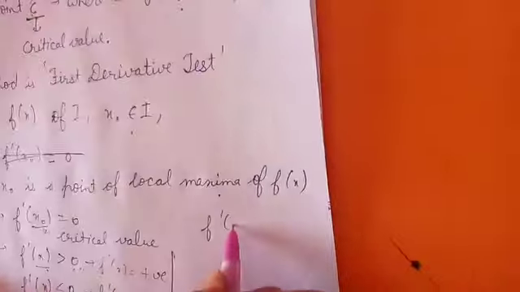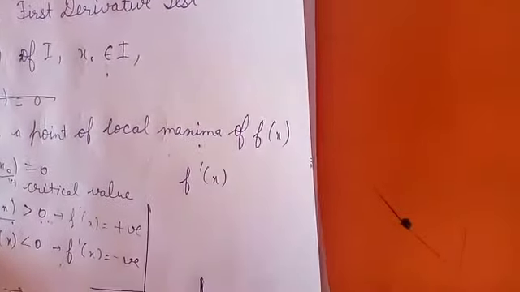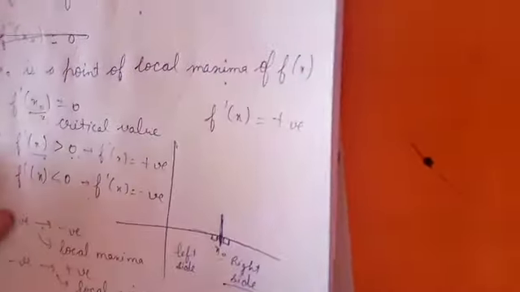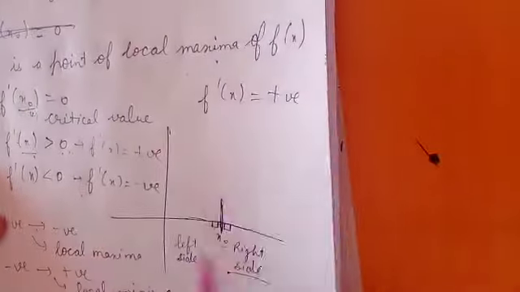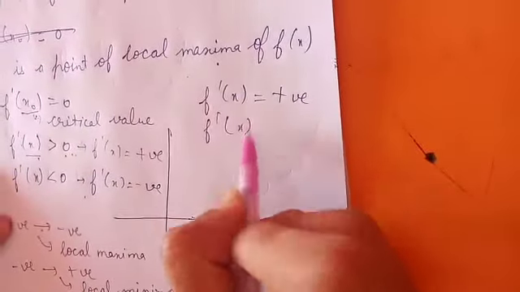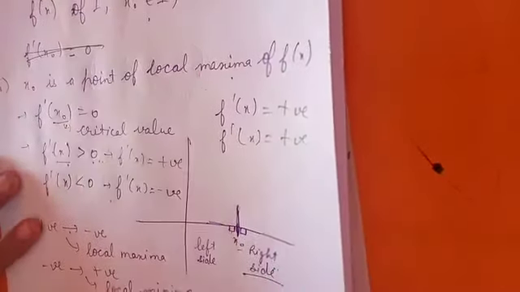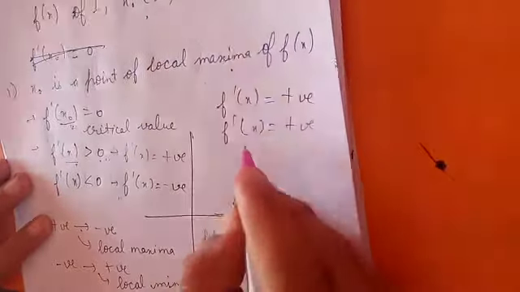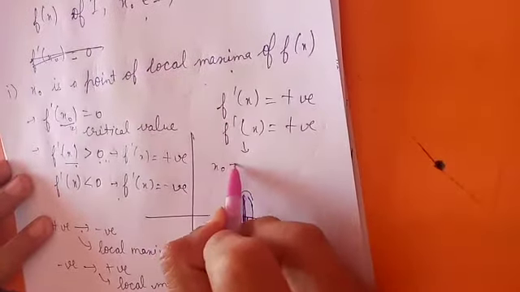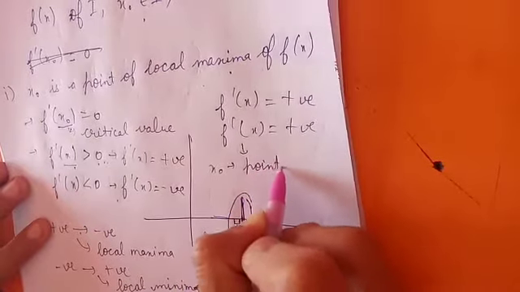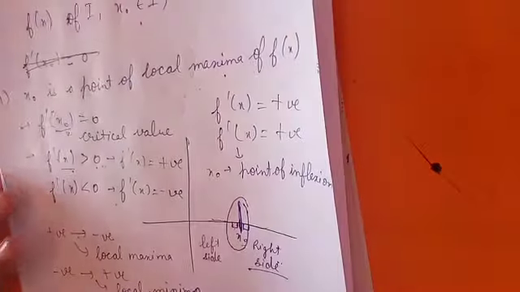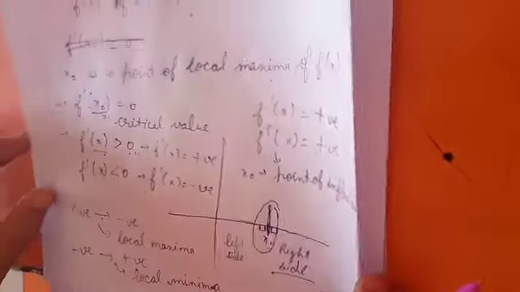And suppose we do the differentiation of f of x, take values on the left hand side and get a positive sign, and take values on the right hand side and get this also positive, meaning no sign change. Then in that case x naught is a point of inflection. Understood till here?